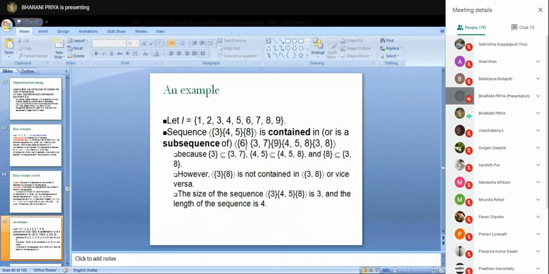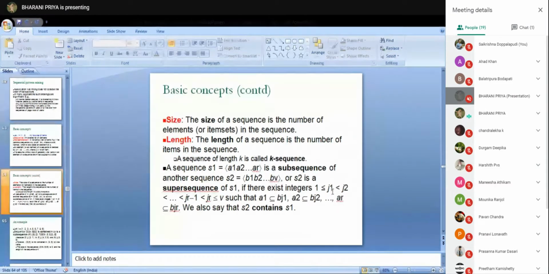S1 is a subsequence of S2, or S2 is a superset of S1, if every element of S1 is a subset of an element of S2. For example, 3 is a subset of 3, 7. Yes, because 3, 7 contains 3. 4, 5 is a subset of 4, 5, 8. So it is not continuous. That's why we have included another variable j.